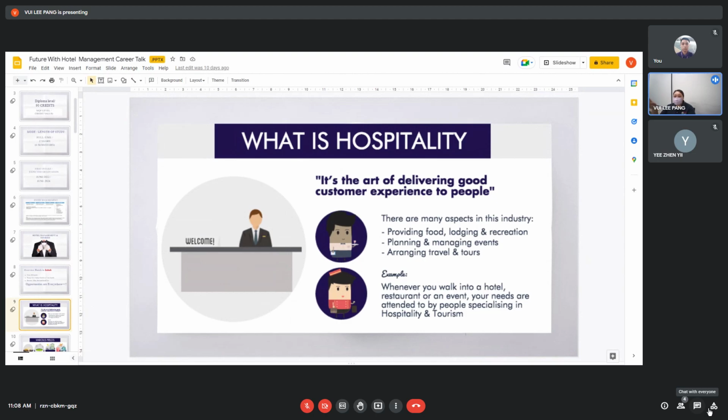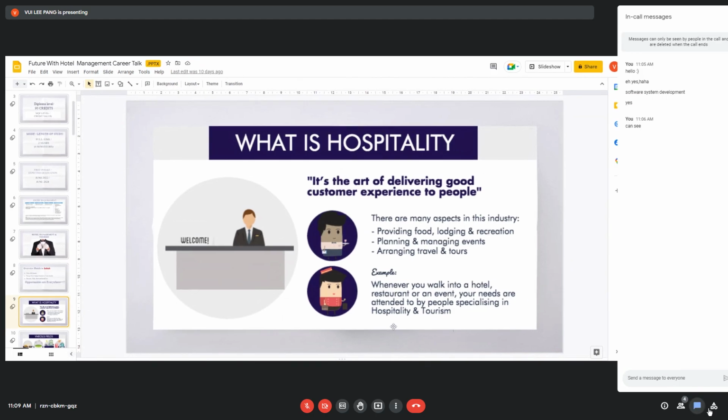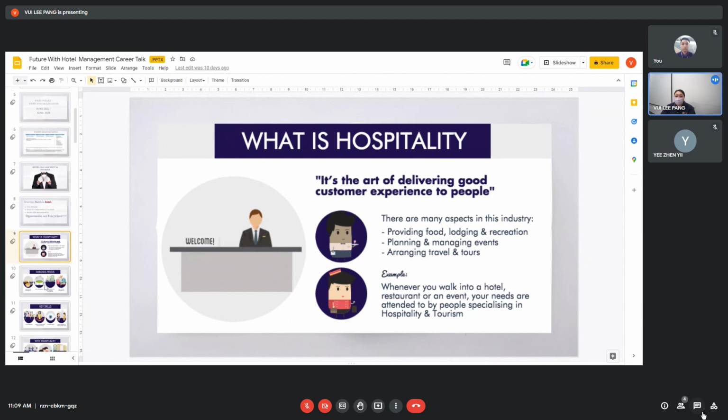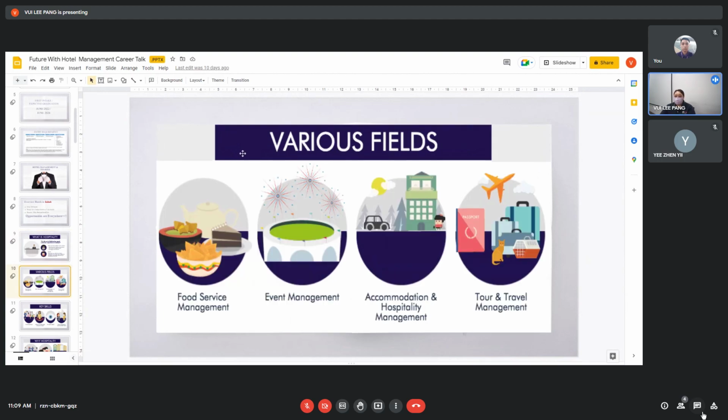For example, whenever you walk into a hotel, a restaurant, or an event, your needs are attended to by people specialized in hospitality and tourism. Hospitality is not limited to lodging. It goes far beyond food and beverage. Opportunities are everywhere, in various fields, for example food service management, event management, accommodation and hospitality management, and tours and travel management.